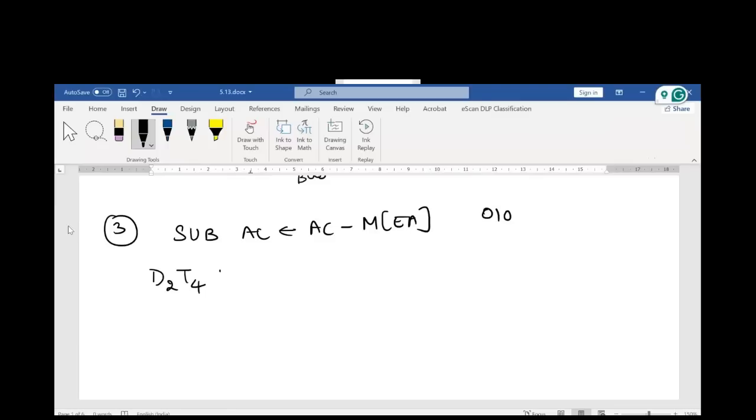At this step, the first thing we need to do is bring the operand to DR, so DR equals M of EA. Now I have the operand in DR. D2, T5. What will we do here? How can you perform AC minus M of EA?